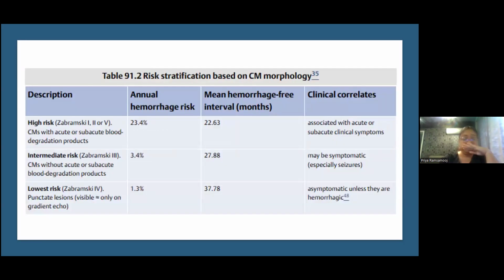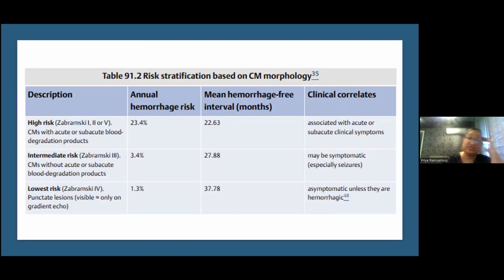So grades 1, 2, and 5 were associated with a 23.4% risk of hemorrhage, right? And these are the patients that have acute or subacute clinical symptoms. Intermediate risk, however, which is grade 3, is 3.4%, right? So you see the significant dip in terms of the risk stratification, right?